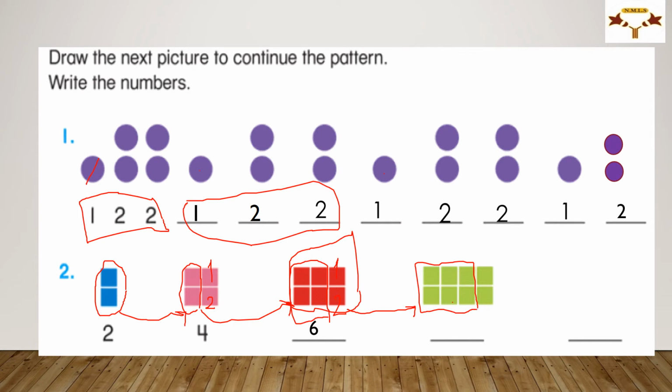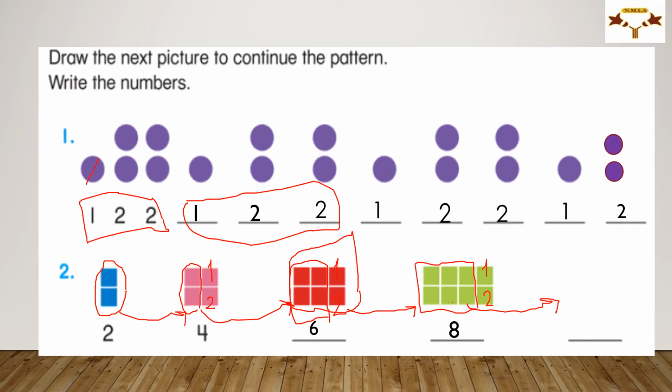Okay, he adds how many? Another 2 squares. So let's count how many in total. 1, 2, 3, 4, 5, 6, 7, 8. So who can tell me in the next shape how many should I have? How many squares? Can you figure it out? Yes, excellent, it will be 10.